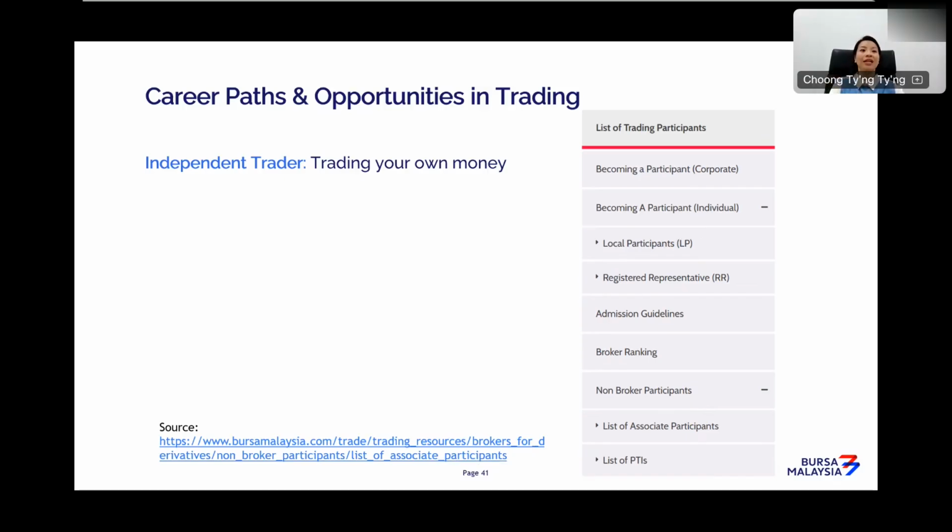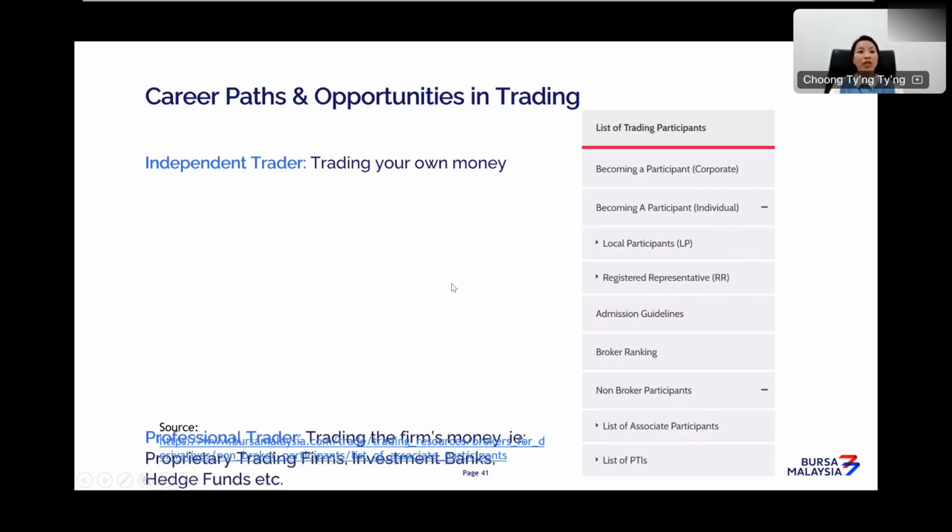So in the Malaysian context, if you want to become an independent trader, this is what we call a local participant, meaning you use your own money. You don't invest other people's money. You trade your own money, then you can become a local participant. And by becoming a local participant, you can enjoy a lot of perks. For example, there are a lot of rebates on your trading commission. Some of your profit generated can be tax exempted as well. These are all legal ways for you to be exempted from tax. So these are what we call a local participant.